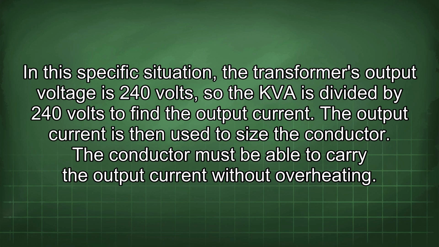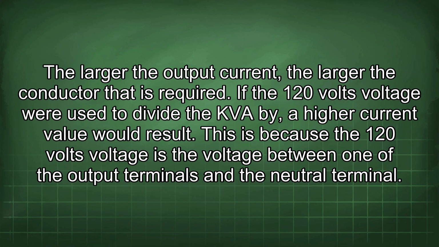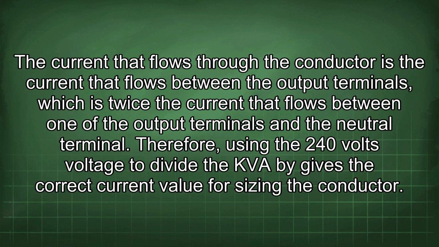The conductor must be able to carry the output current without overheating. The larger the output current, the larger the conductor that is required. If the 120 volts were used to divide the kVA by, a higher current value would result. This is because the 120 volts is the voltage between one of the output terminals and the neutral terminal. The current that flows through the conductor is the current that flows between the output terminals, which is twice the current that flows between one of the output terminals and the neutral terminal. Therefore, using the 240 volts to divide the kVA by gives the correct current value for sizing the conductor.